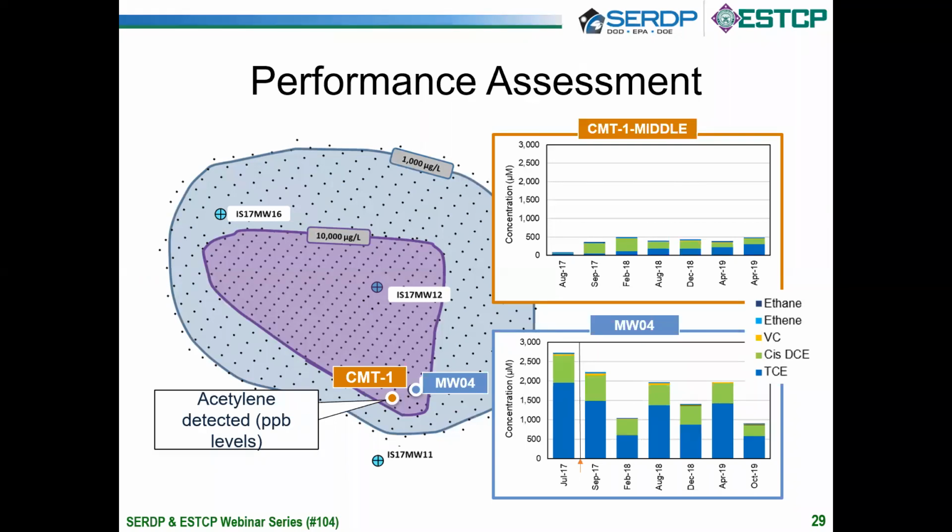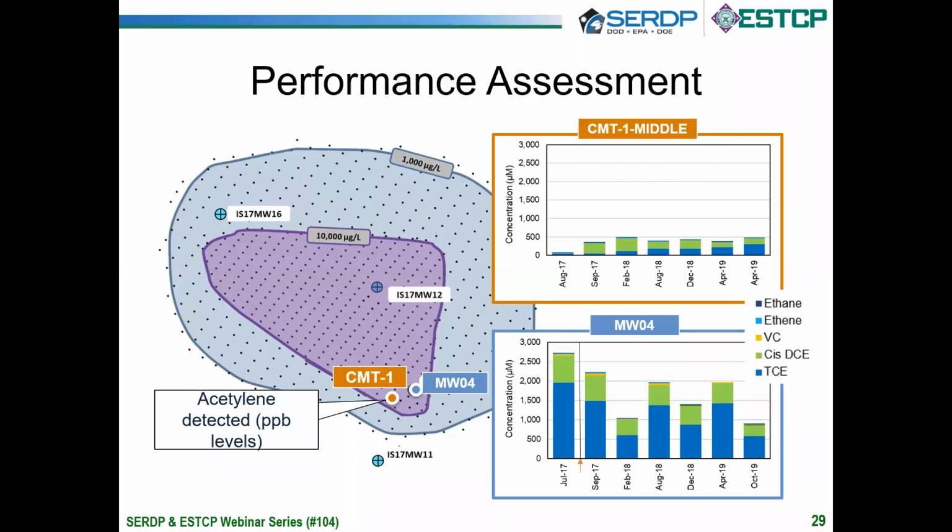The biggest take home here is that the concentrations compared between CMT1 as well as MW04 are about an order of magnitude different. So we're seeing this bigger difference between the CMT and monitoring well, which suggests we're getting this concentration gradient between the monitoring well and CMT or reaction column chemistry. The last point I want to make on this slide is that acetylene was in fact detected. We're getting some low levels, ppb levels, of acetylene being detected in CMT1, which gives us some direct evidence that abiotic reactions are occurring in the subsurface.